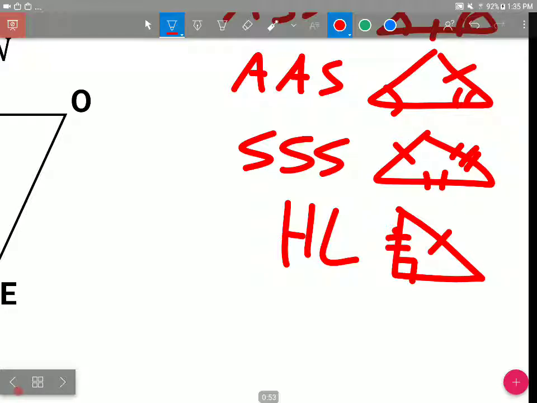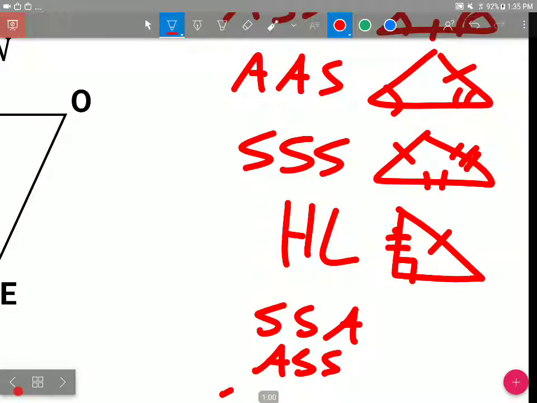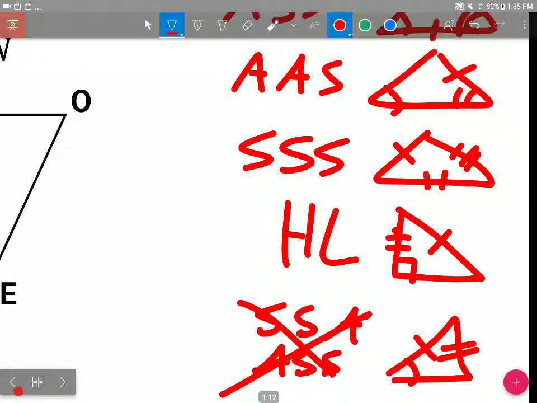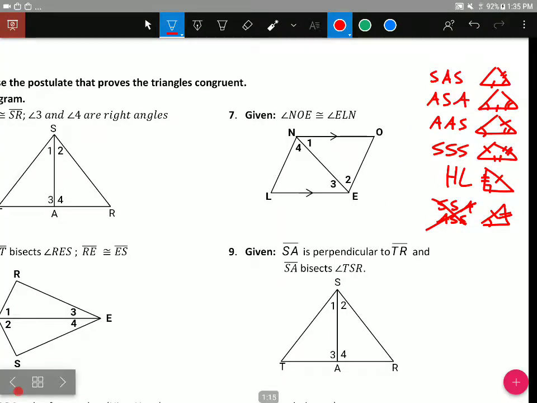Last but not least, if you have the dreaded side-side angle, or as I've been saying, the angle side-side, no buts. If you have anything that looks like this, I have an angle, but then a side and a side. I have two sides with an angle on the outside. No buts. You cannot have that one. Okay, so those are the rules for that.